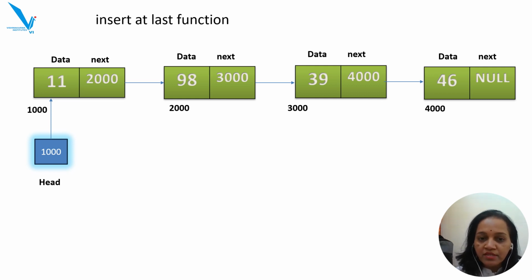Our first element is 11, head points to it. What is stored in head? The address of the first element, that is 1000. And our last node is 46 which is stored at 4000, and its next pointer points to null, right? So this is my complete single linked list, and I want to add one node at the last position, meaning after 46 I now have to add a node, right?